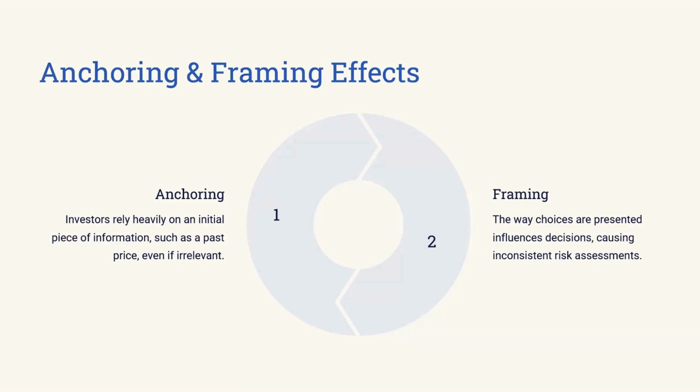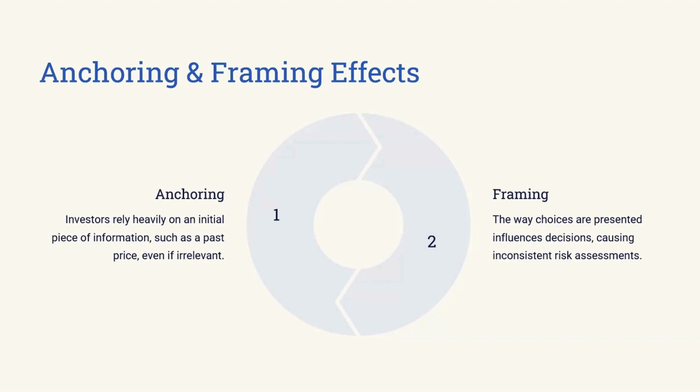Anchoring and framing are two distinct but powerful cognitive biases that significantly influence financial decision making. They demonstrate how our judgments can be swayed not just by information itself, but by how the information is initially presented or processed. Understanding these biases is crucial for investors to avoid being misled by irrelevant data. So here are the two biases: anchoring and framing.